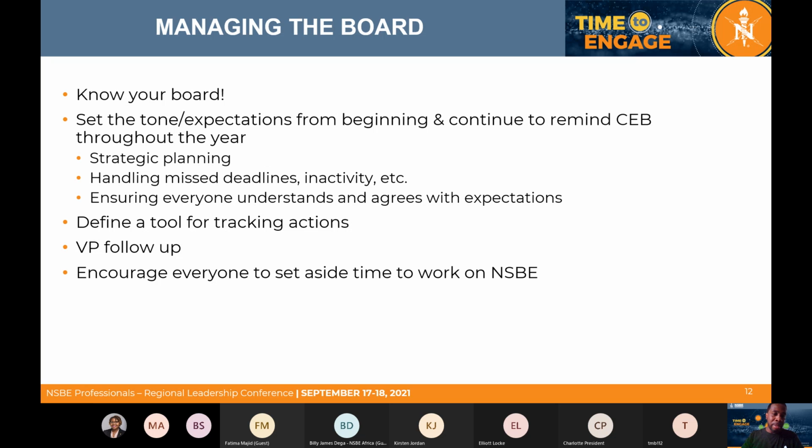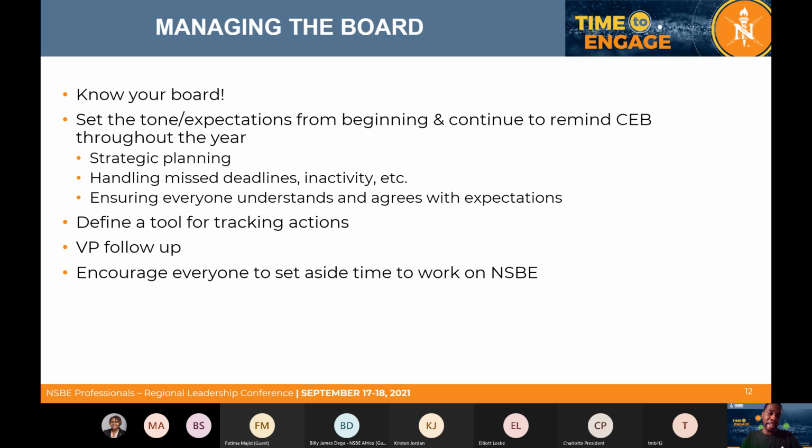In terms of strategic planning, like overall what you expect each leader to do, have a plan for how you're going to address when someone misses a deadline or if someone doesn't do what they said they were going to do, and make sure everybody agrees with the expectations and understands what the consequences are if those expectations aren't met.